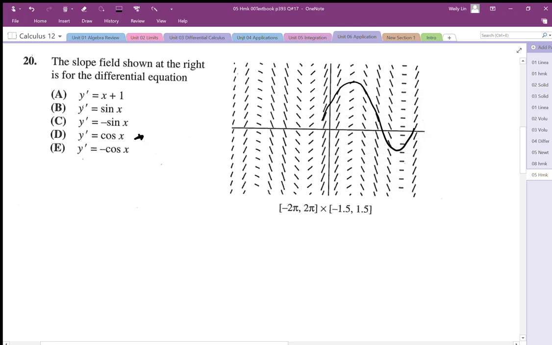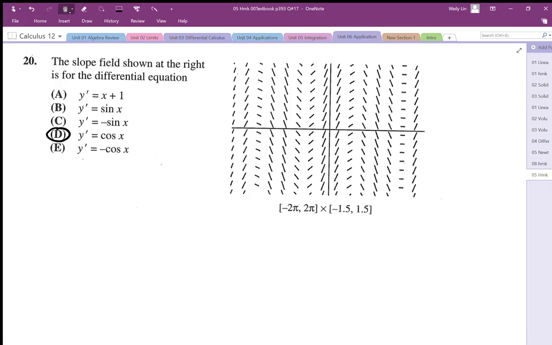So I'm going to put a mark next to that. If it was negative cosine, the derivative would be negative sine, so it would look like that. Again, if I look at the slopes near the y-axis, it doesn't seem to match. So that's the best match I can get.